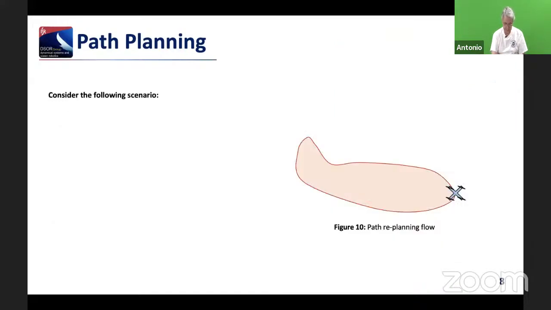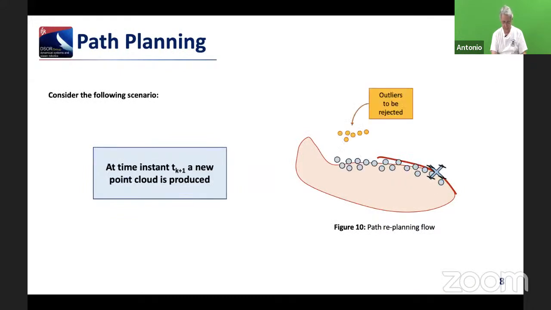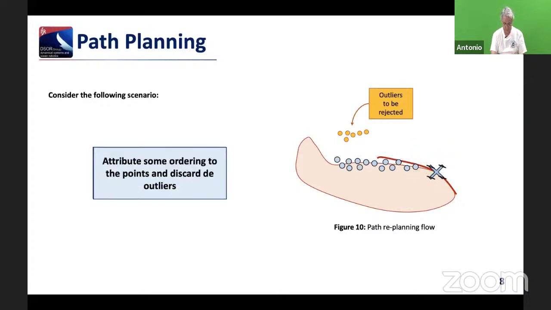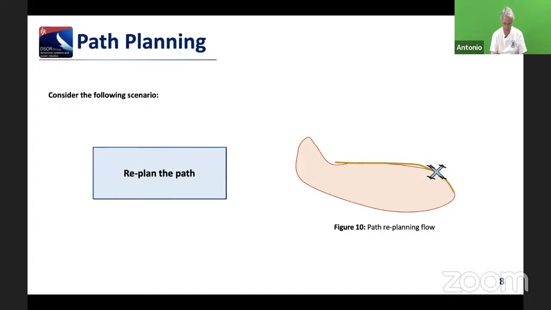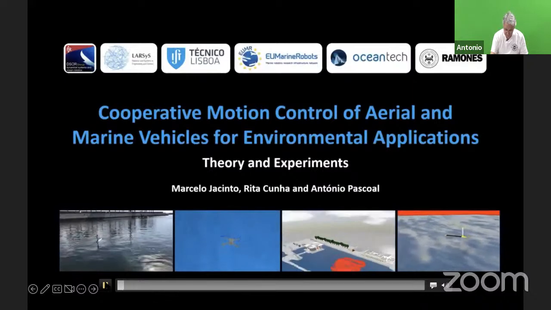So the path planning: at each instant, the quadrotor is following a desired path, and then it looks ahead and a certain point cloud is produced. You have to reject outliers, and then you start replanning at an arbitrary point in front of the drone. And then you keep doing this. The complicated part is when you get these points, you have to attribute some ordering to the points and discard the outliers. And then you replan and you keep going. Send to ASV, and you repeat and repeat. So I think Marcel will be able to explain this much better. So let's see what he has.